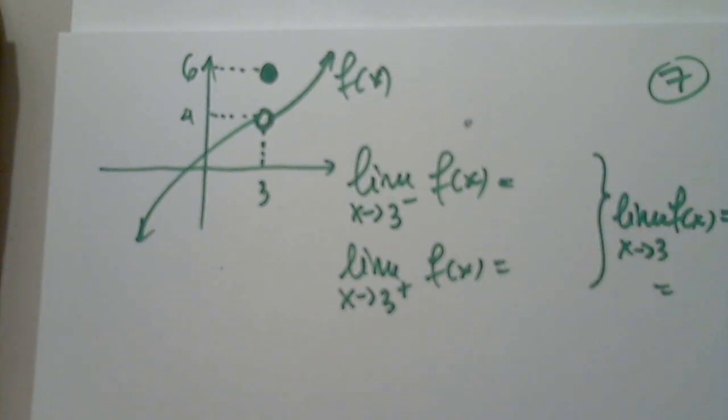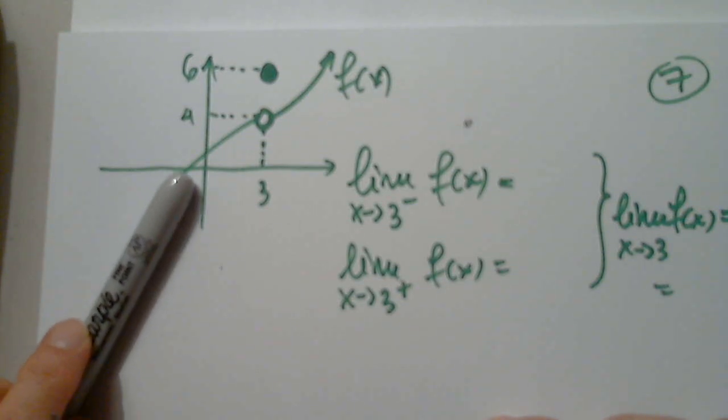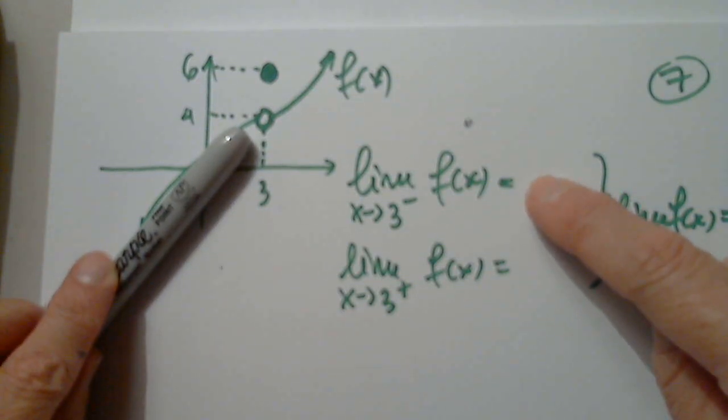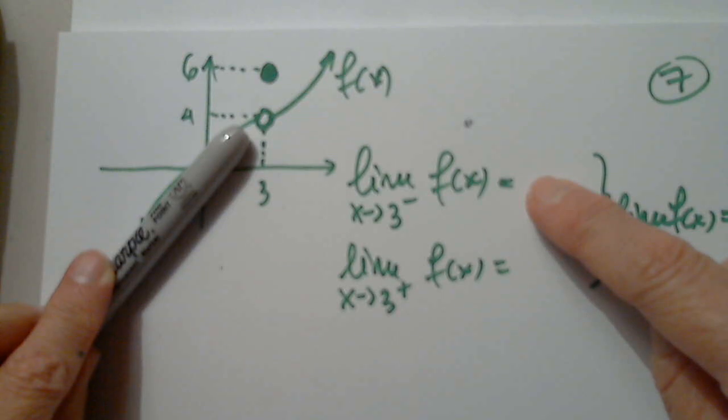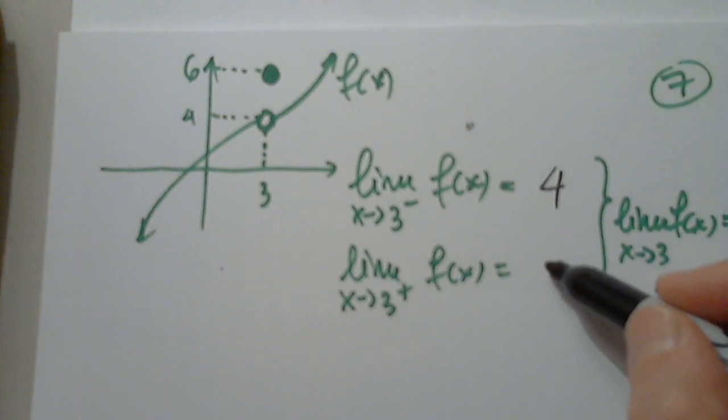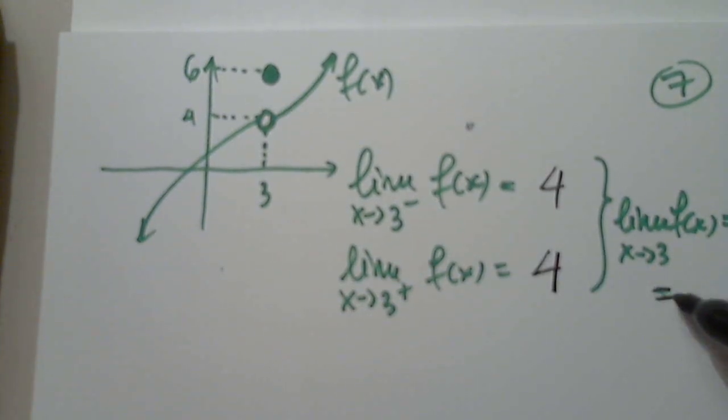So careful. Let's do this together. 3 from the left. Function values. How much? 4? Thank you. 3 from the right. Is it also 4? Excellent. From either side.